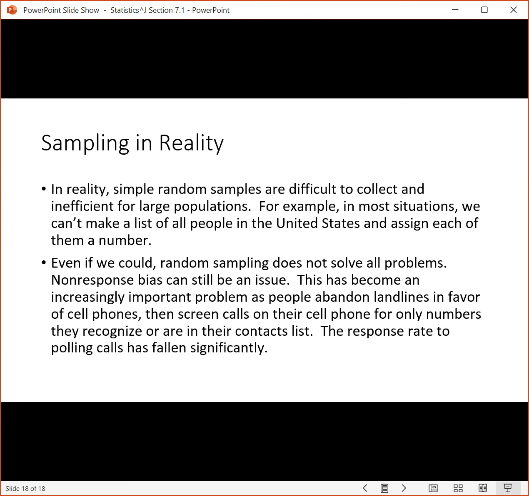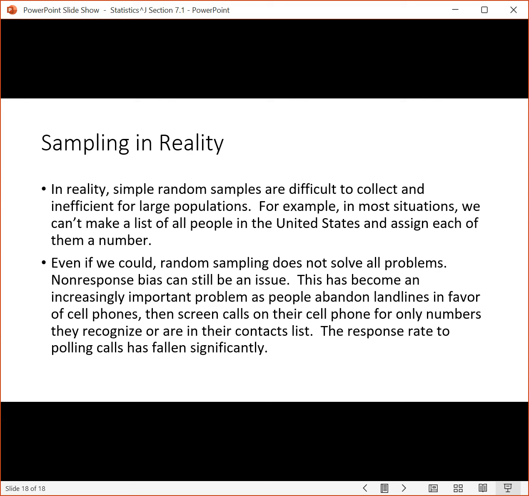In reality, simple random samples sound great, but they're difficult to collect and they're inefficient for large populations. For example, in most situations, we can't make a list of all the people in the United States and assign each of them a number. And so the simple random sample breaks down immediately. When it comes to doing surveys, other techniques are necessary for large populations, like all the people in the United States.